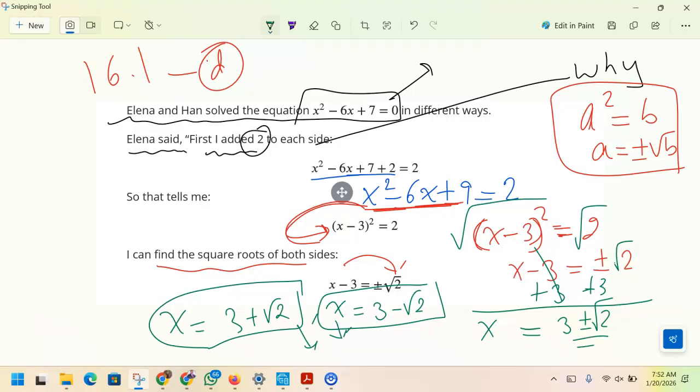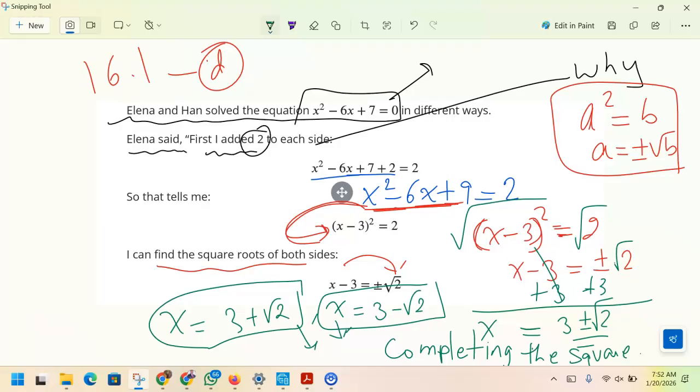irrational solutions. So this is also called completing the square. What we did is called the completing the square method. So this method is called the completing the square method.